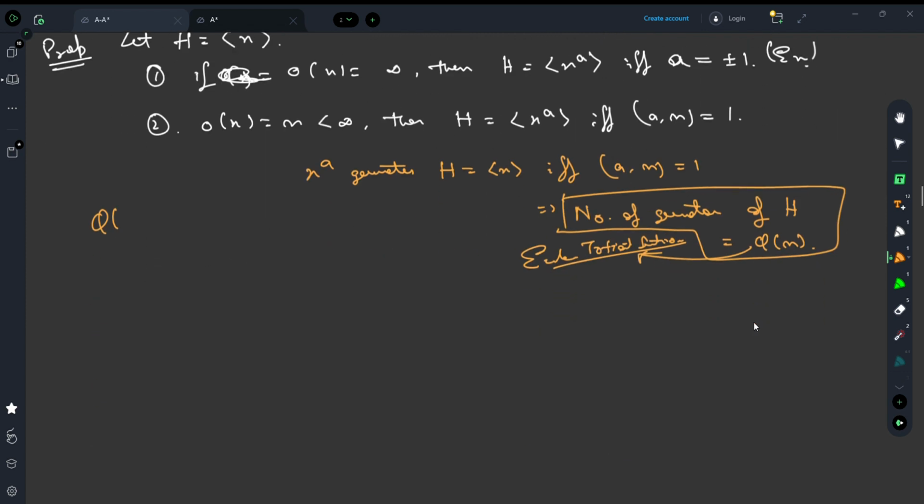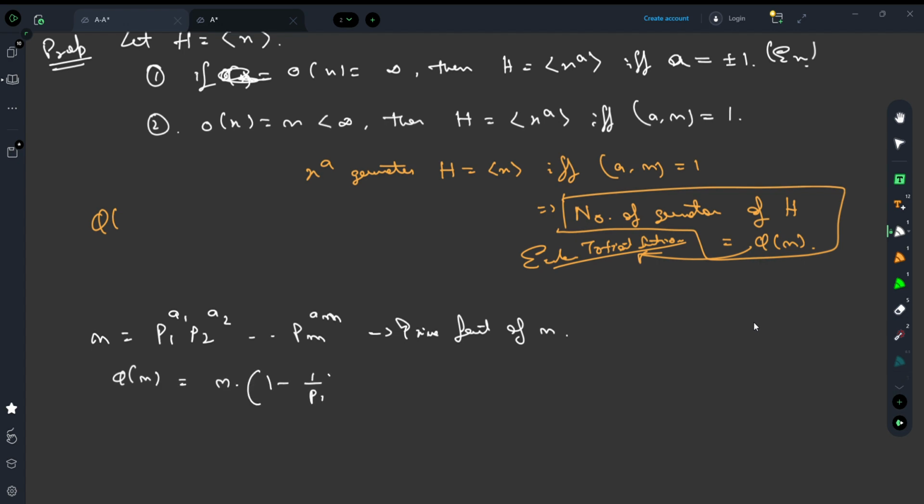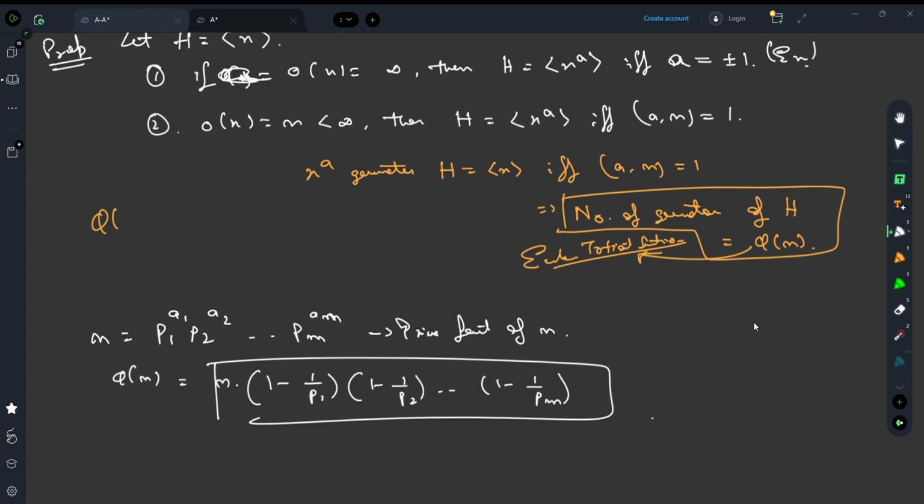Phi of n, how to calculate phi of n? Let me just give it out. Suppose n has a prime factorization p1 to the power a1, p2 to the power a2, till pm to the power am. So this is the prime factorization of n. Then phi of n is calculated as n times (1 minus 1 by p1) times (1 minus 1 by p2), and so on and so forth, till (1 minus 1 upon pm).